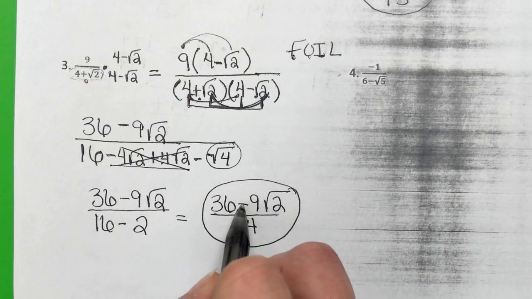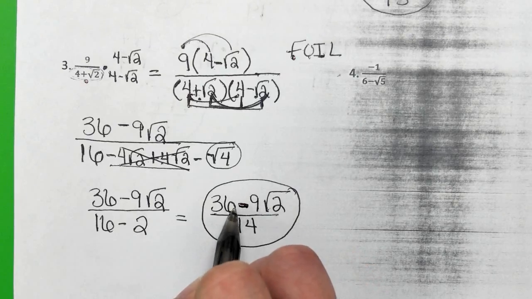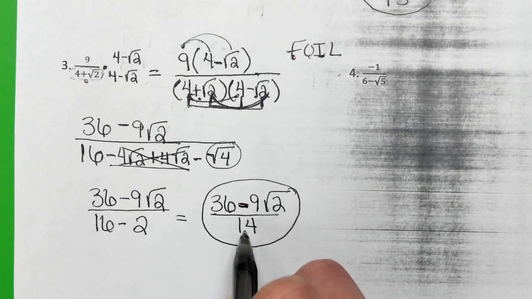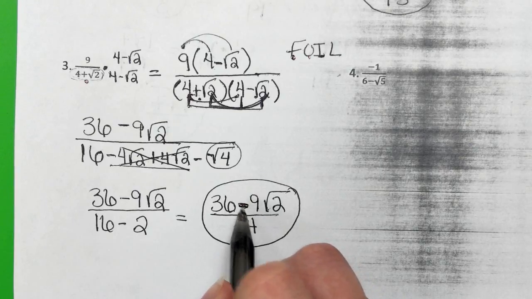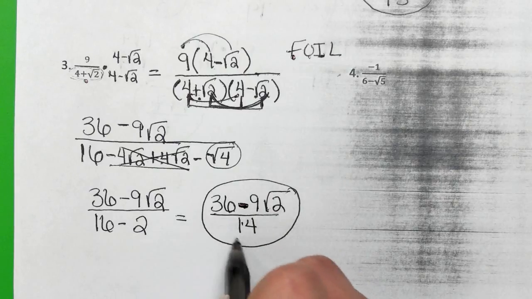No, because 36 minus 9? No, because the 9 has a square root of 2, and this one doesn't. How about simplifying the fraction 36 and 14? No, because you're subtracting. If you were multiplying, then you could reduce those.